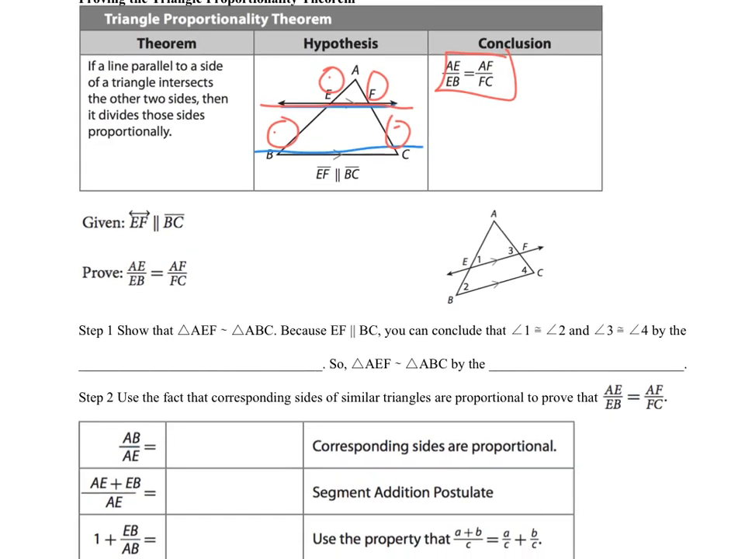So given EF is parallel to BC, we want to prove our proportion there, AE over EB is equal to AF over FC. Step one, we want to show that triangle AEF is similar to triangle ABC. Because of our given EF is parallel to BC, you can conclude that angle 1 is congruent to angle 2, and angle 3 is congruent to angle 4. Why do we know that's true?